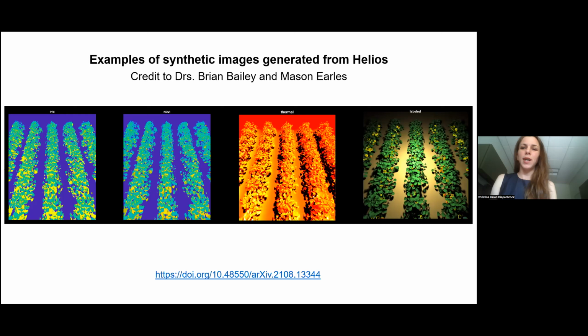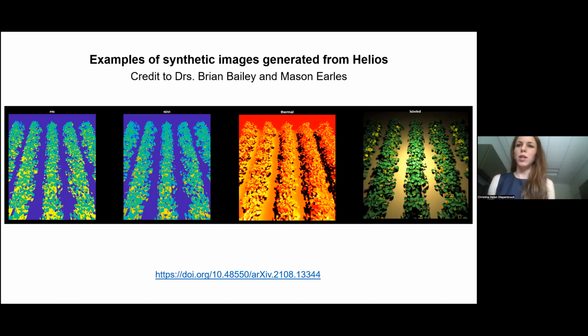So one example that I thought to highlight, this is full credit to Drs. Bailey and Earls, and they have an interesting preprint. This one's in grapevine, but depicts a similar set of analyses in case you're interested, where, through use of multiple sensors, these are synthetic images created from Helios. So that 3D biophysical modeling framework, which is a software platform developed by Brian and team.